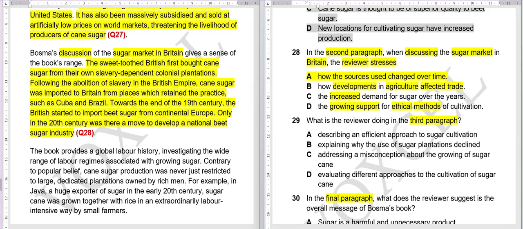Let's see why the other options are not our answer. There is no talk about developments affecting trade. And there is no mention of whether there was an increase in demand for sugar over the years or not, and there is nothing about how it was grown. So we don't have any information regarding that. That's why our answer to this is option A.